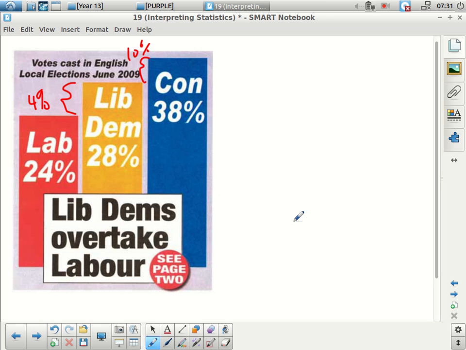I think the intention here is to say, hey, look, Liberal Democrats overtake Labour, they pass them, and look how close they are. They're going to catch those Conservatives really quickly. But actually, this gap is a lot bigger. So again, they've kind of ignored scale, and that makes the bar graph tell a slightly different story than it would otherwise.